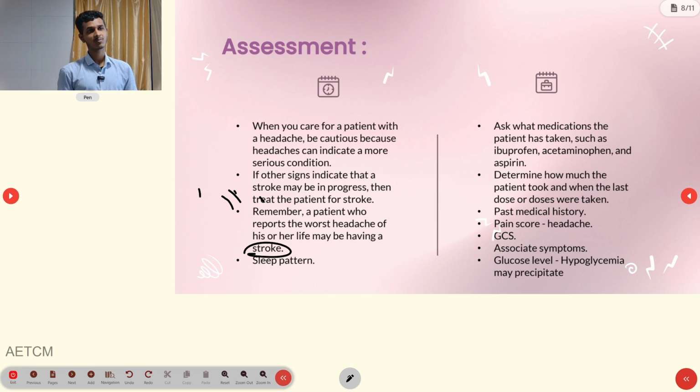And then we have to ask about medication. If they took any painkiller or analgesic, what drug they took, what dose, when they took it, and whether there is any palliation or relief from the pain, that palliative factor also we have to rule out in the assessment of headache.